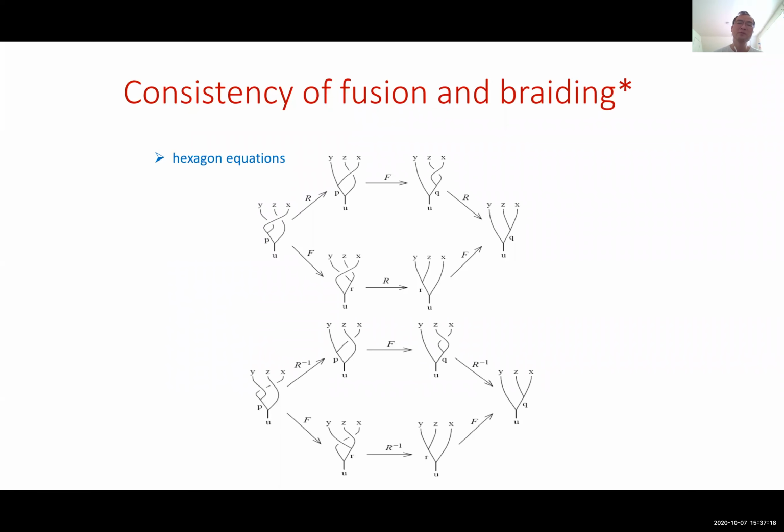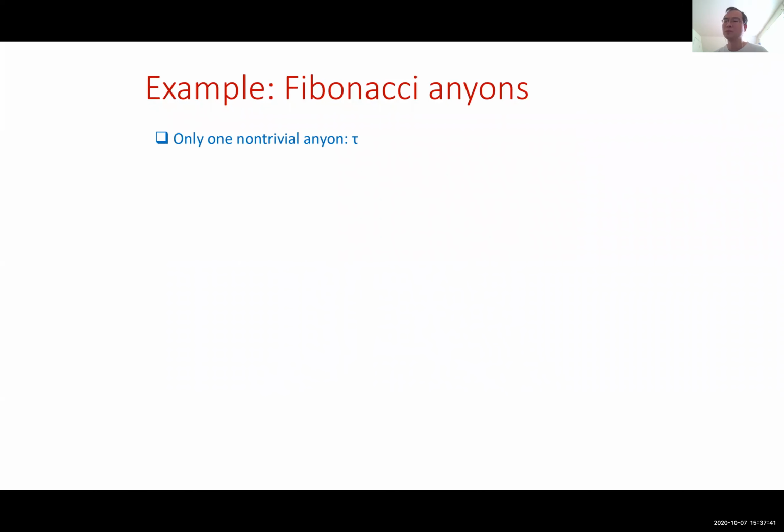There's also, if you combine the exchange or the braiding and the basis change, there are different ways to get from the beginning to the end. And this is called the hexagon equation. But don't worry about this. We will not be solving these equations. We will be looking at specific examples that have known solutions.